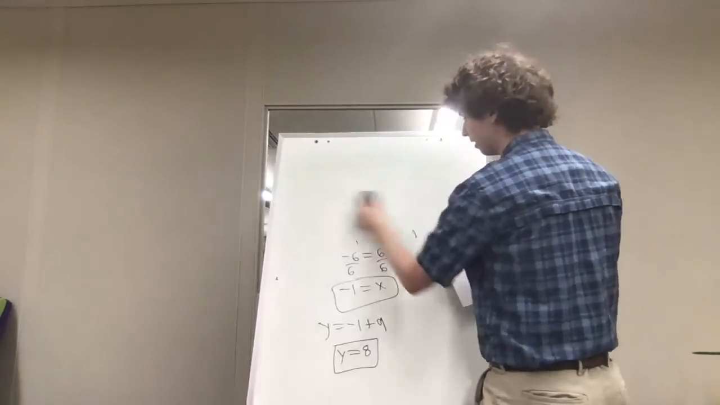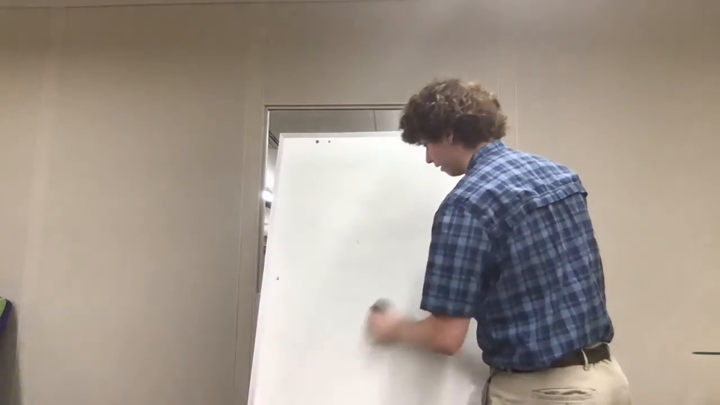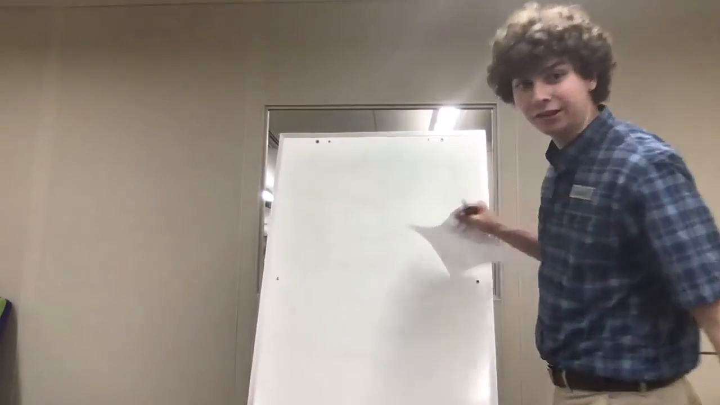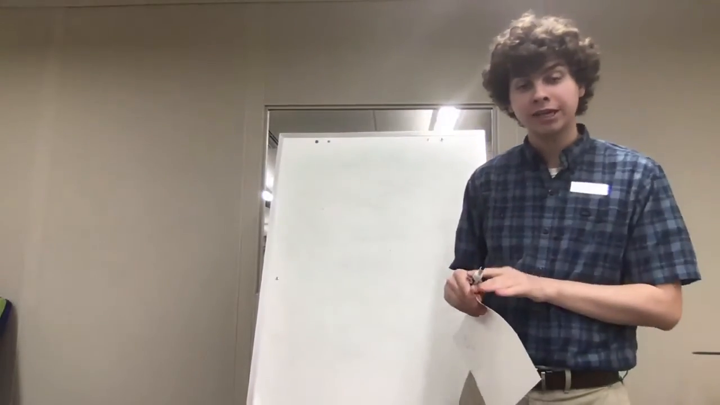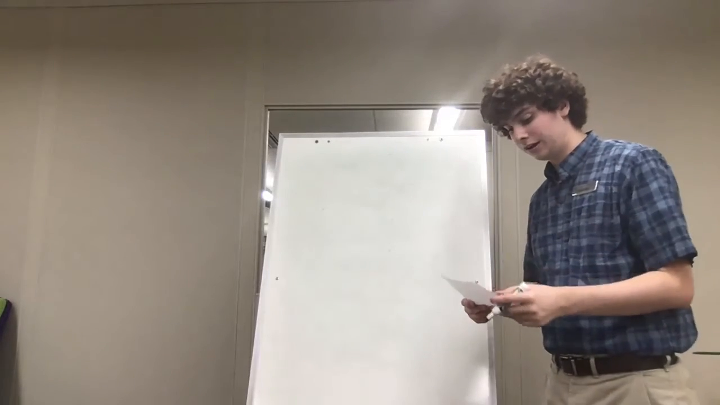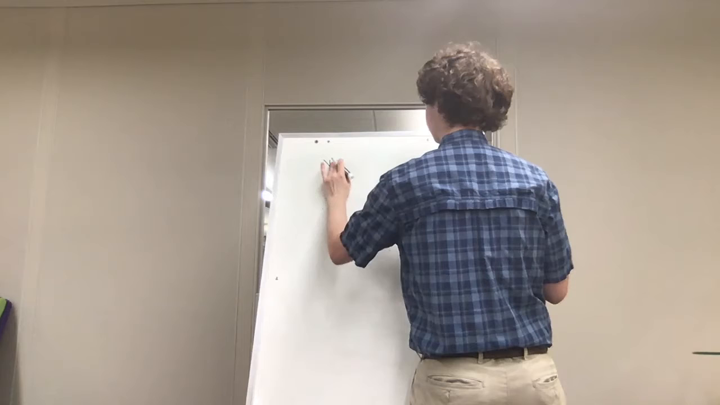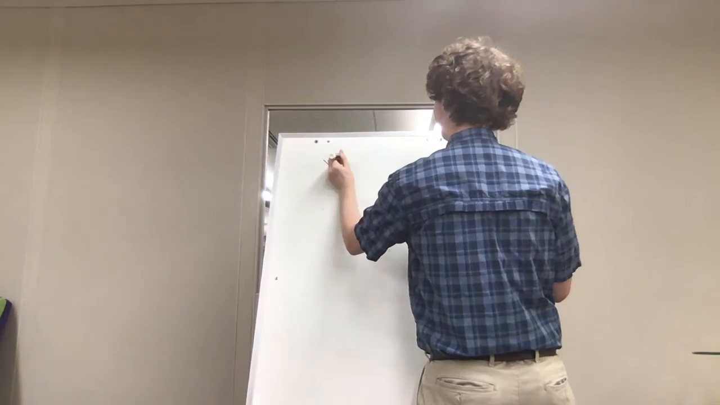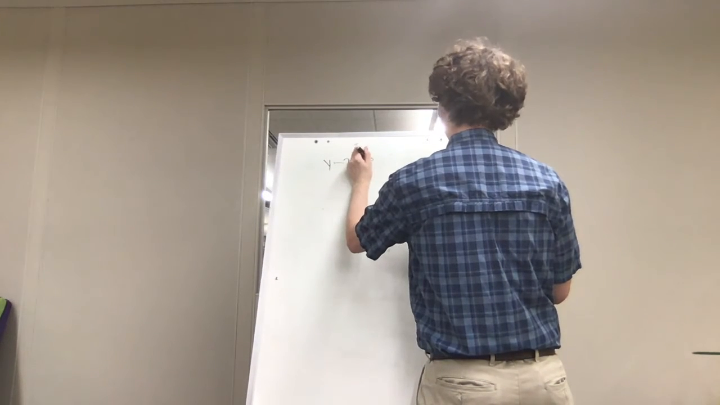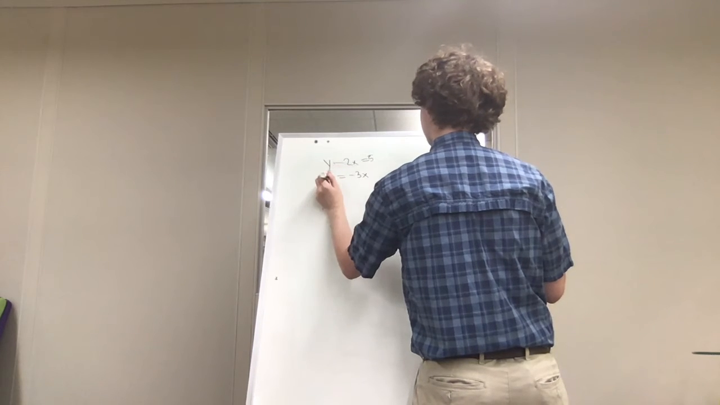Now the second method is called the substitution method. It's basically going to involve taking part of one equation and substituting it into the other. So I'm going to use y minus 2x equals 5 and y equals negative 3x.